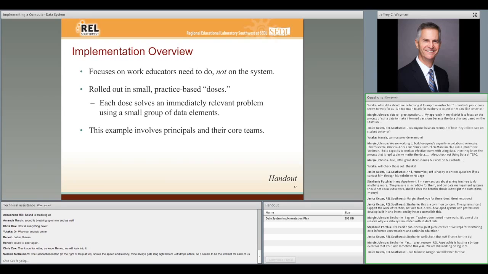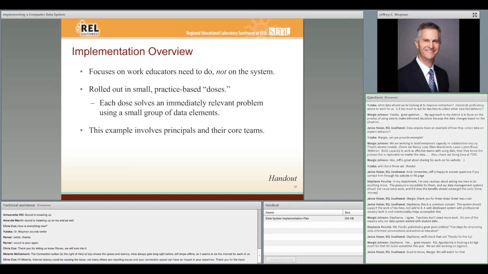As we do this, what this is based on is small practice-based doses or problems. I'm going to describe how we roll out the data system by specifying a problem that's relevant to everybody's practice, and they work on it, and then they do it again, and they do it again, and again. Eventually they are familiar with this data system, and they've gotten some good work done. This particular example is one that I've written up to involve principals and their core teams. You actually have some flexibility on this.